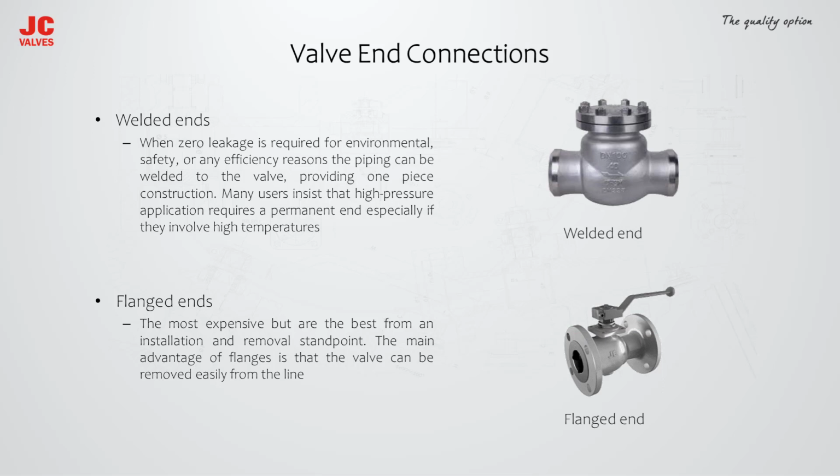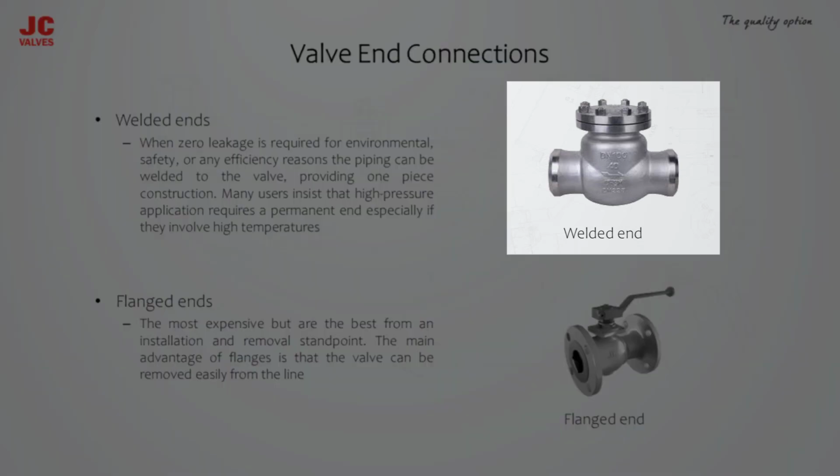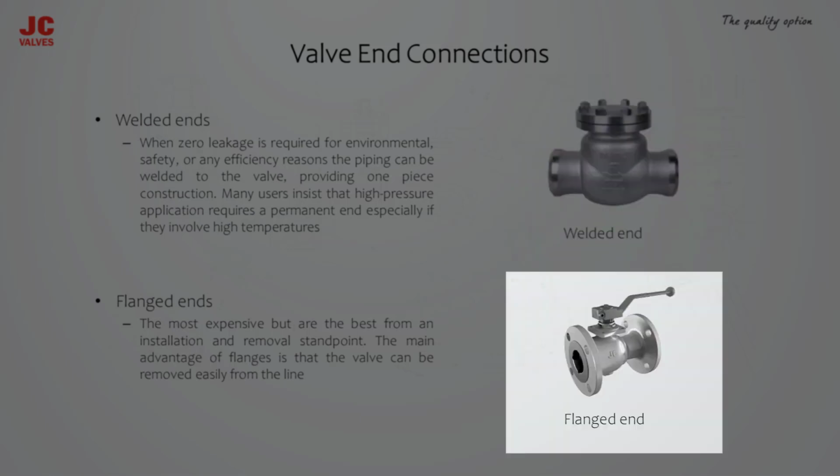Valve end connections. Welded ends. When zero leakage is required for environmental, safety, or efficiency reasons, the piping can be welded to the valve, providing one-piece construction. Many users insist that high-pressure applications require a permanent end, especially if they involve high temperatures. Flanged ends are the most expensive but are the best from an installation and removal standpoint. The main advantage of flanges is that the valve can be removed easily from the line.